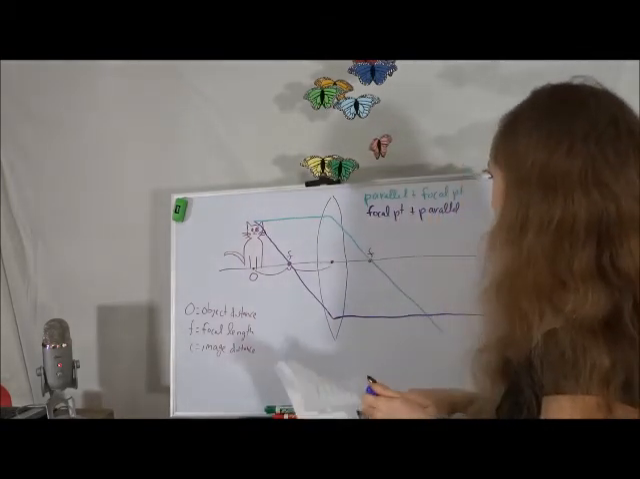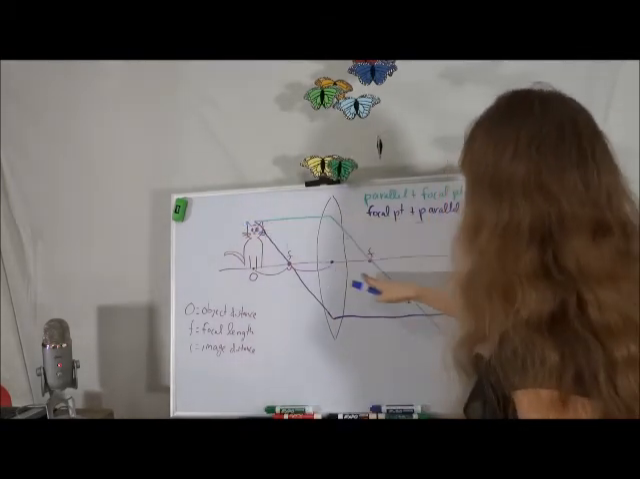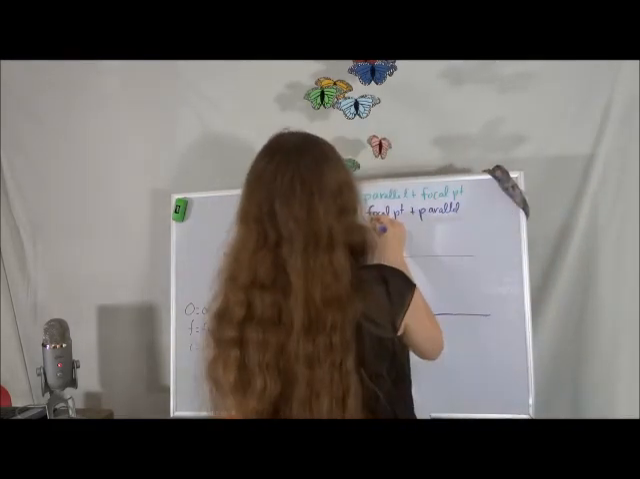And so the last line we're going to draw, we just go straight through the center of the lens. So the last one is through center.